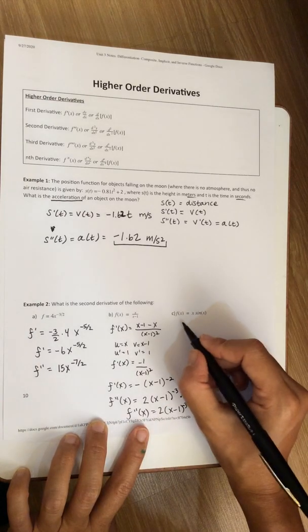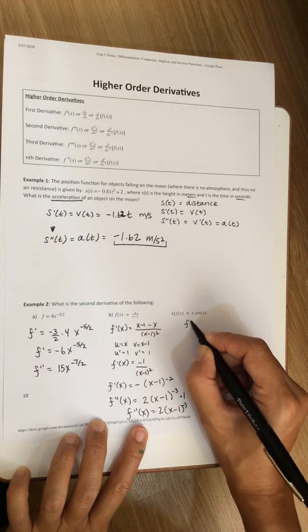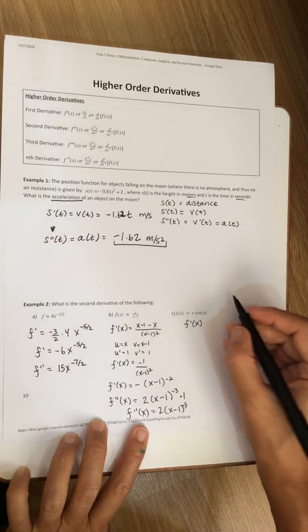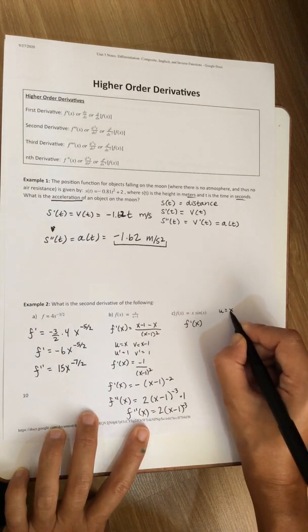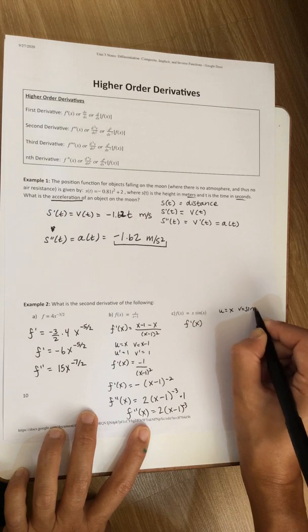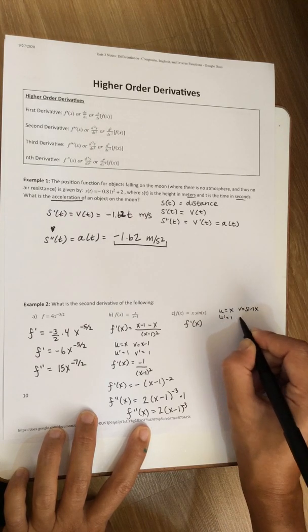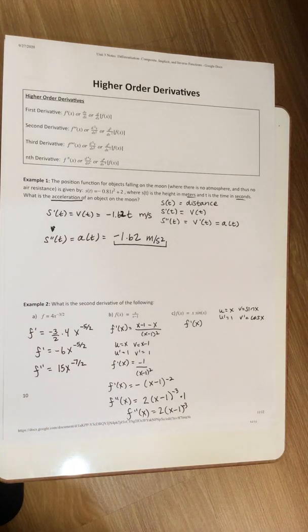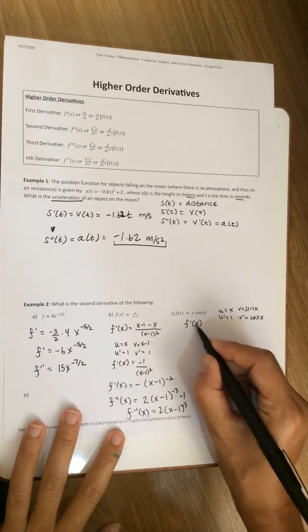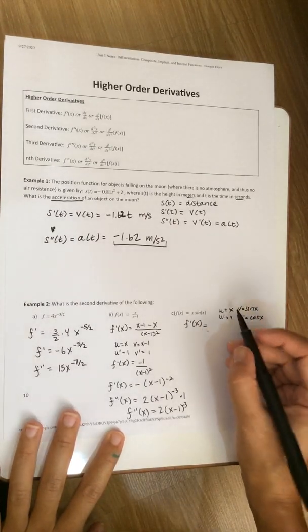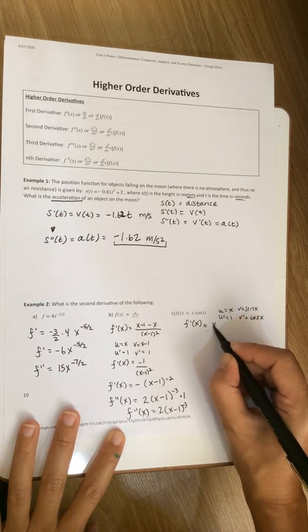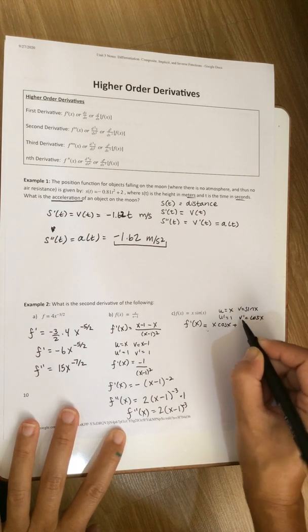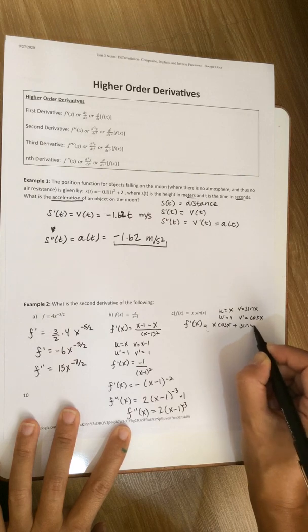Okay, now here. C. Well, the first derivative, I have to use the product rule, right? So u equals x, v equals sine x, u prime equals 1, v prime equals cos x. Okay, so f prime of x equals x times cosine of x plus 1 times sine of x.